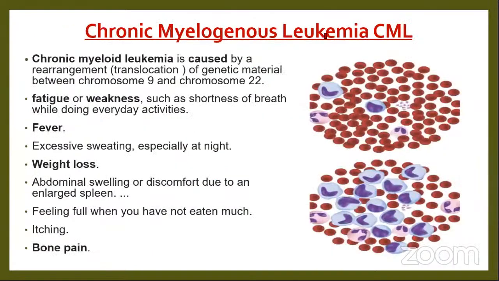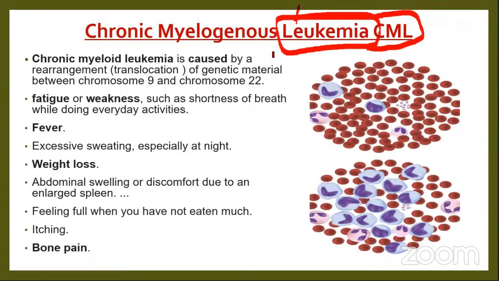Chronic myelogenous leukemia. First of all, you must know what is meant by leukemia. Leukemia means blood cancer. Leukemia means blood cancer which affects the white blood cells, because leukocytes are the white blood cells. Why does it happen and what is the condition?